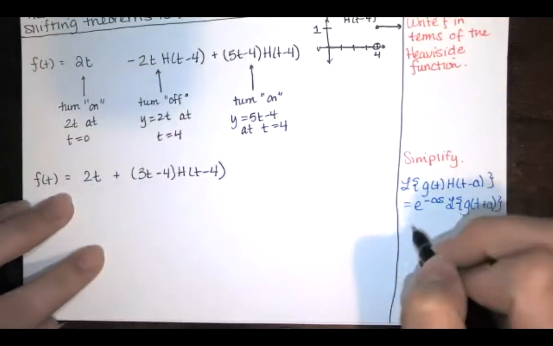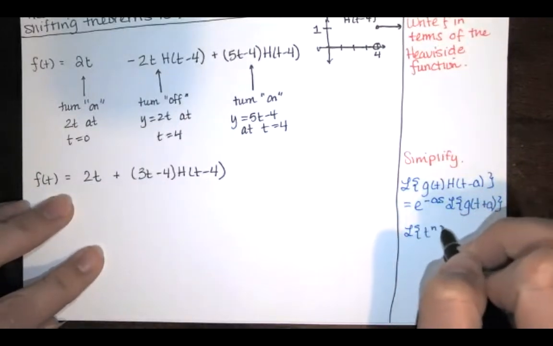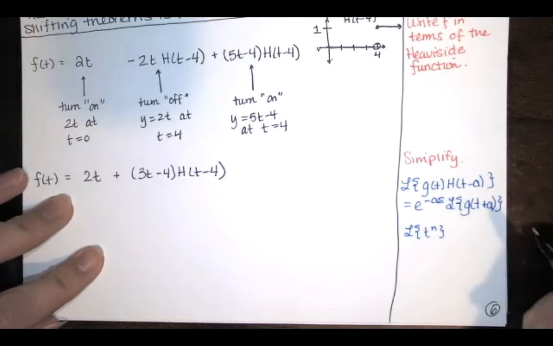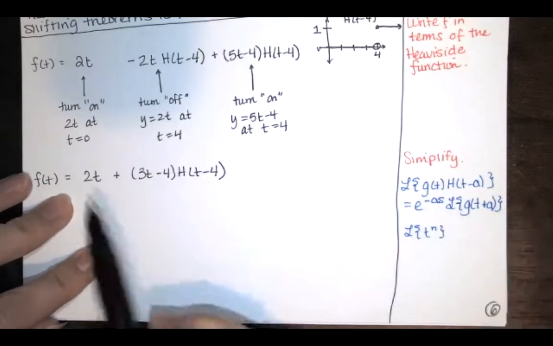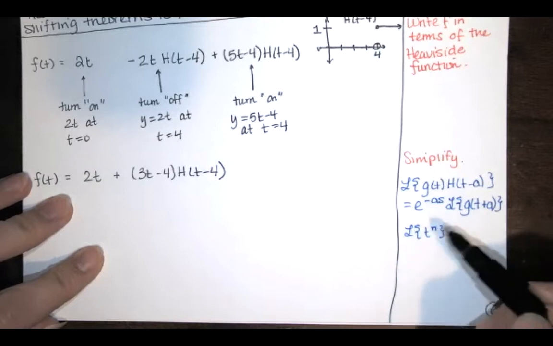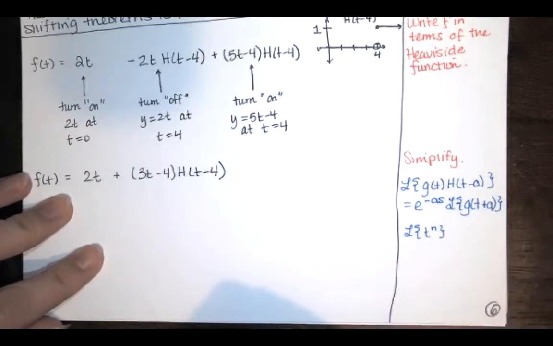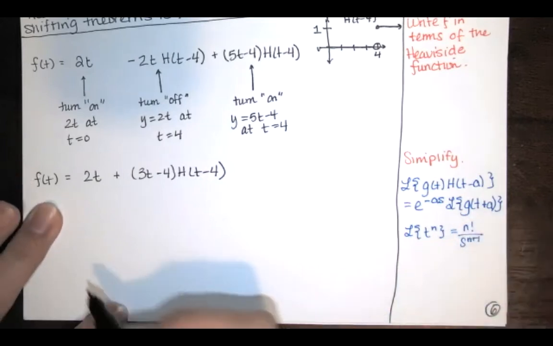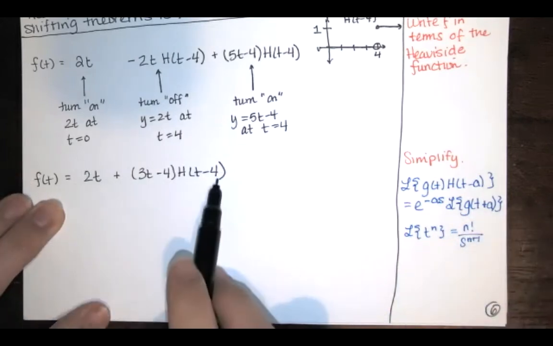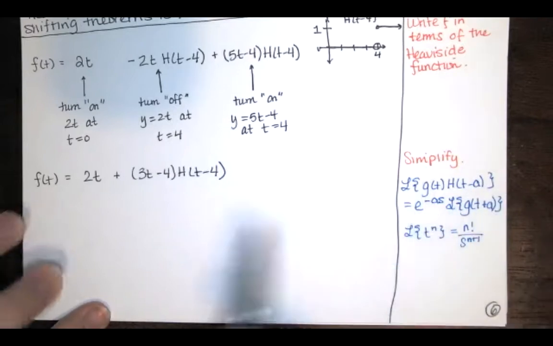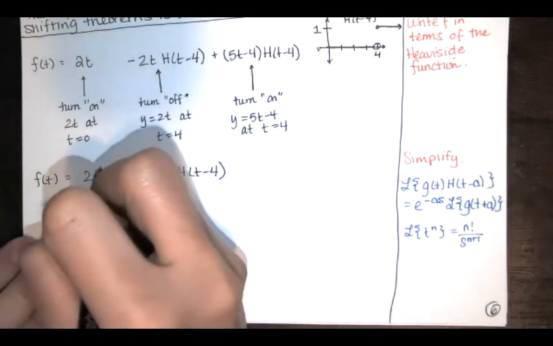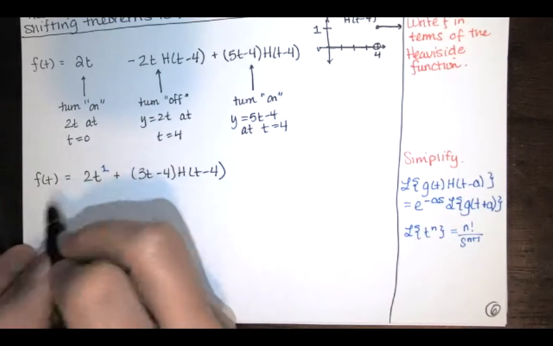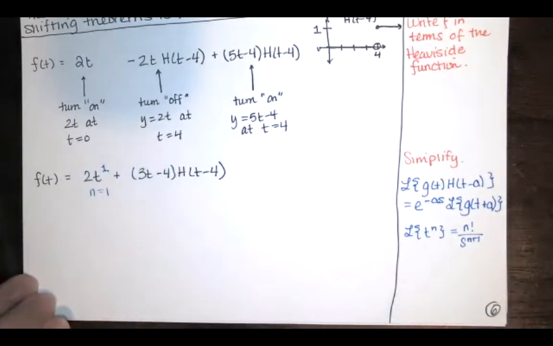Now that piece is one of our formulas that we've used many times before. We've got a constant times t to some power. You can always pull the constant out because the Laplace transformation is a linear operator. The Laplace transform of t to the n is n factorial over s to the n plus 1. So I'll do this piece and then this piece separately. This piece, I will use this. So for this first piece, I've got a t to the first, so n is equal to 1.